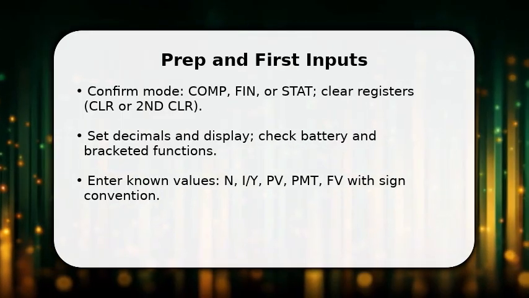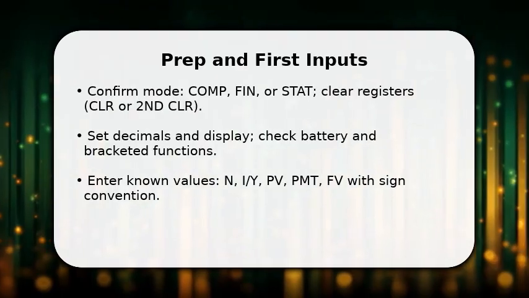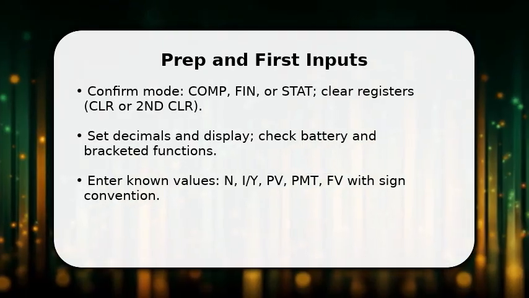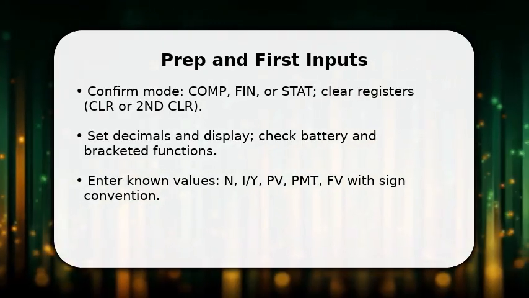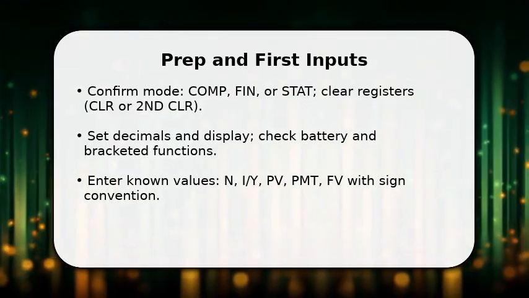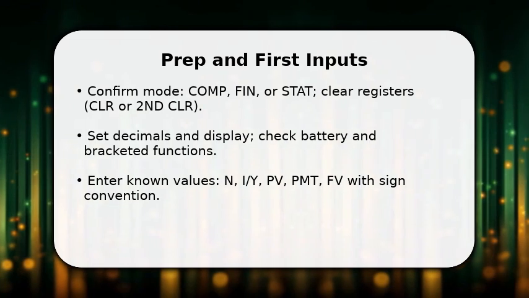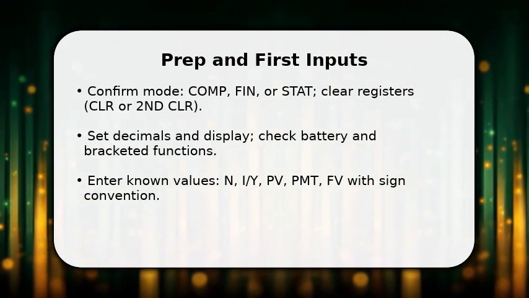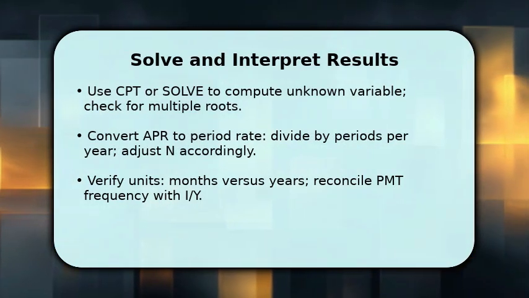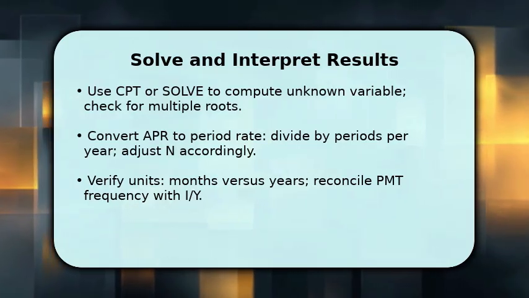Now enter the known variables: N periods, I/Y interest per period, PV present value, PMT payment, and FV future value. Make sure to use the sign convention: cash inflows versus outflows, because the calculator solves based on algebraic signs and an incorrect sign gives wrong results. Once your inputs are stable, press CPT or solve to compute the target variable and wait briefly.